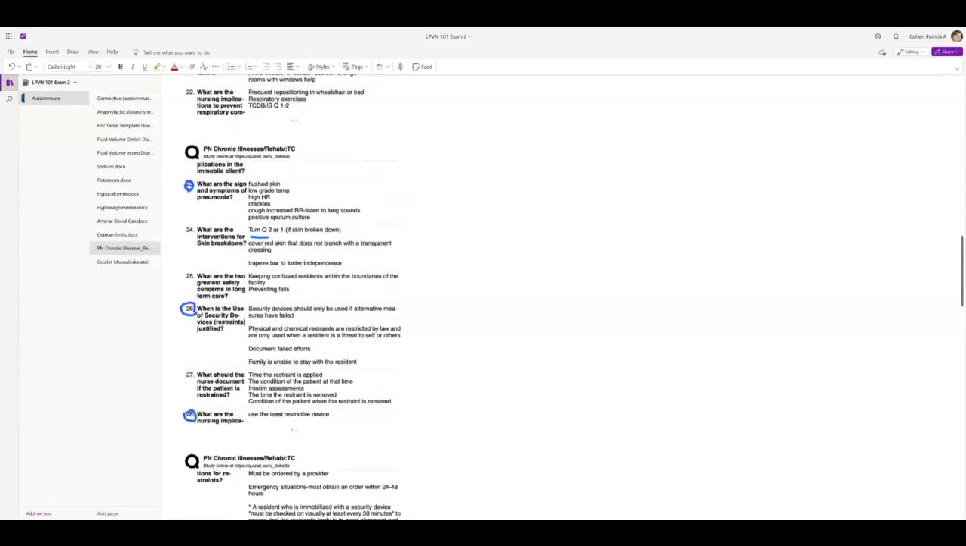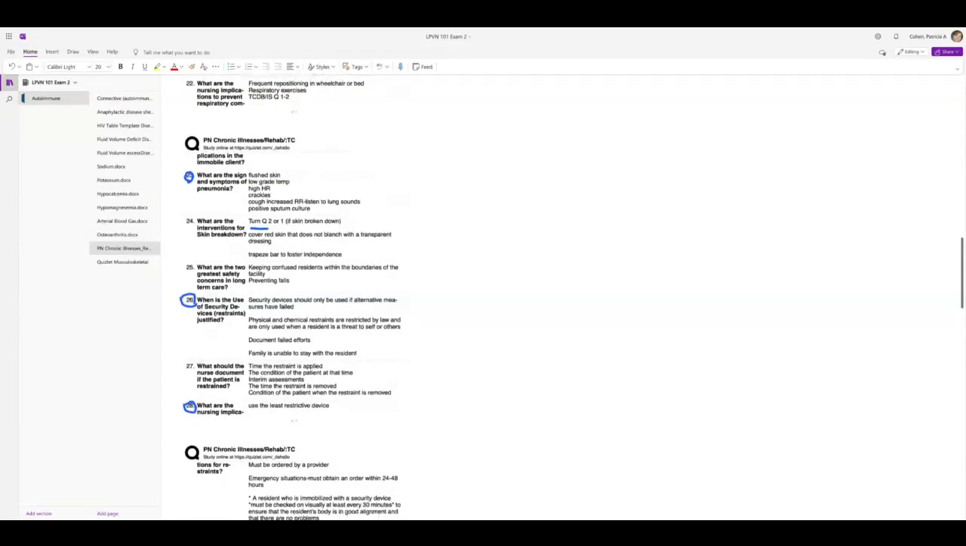Restraints. Okay, we got to go over that again. So the restraints are only used if the family can't stay with the resident. If we've already done everything we've tried, right? We moved them closer to the nurse's station. We gave them towels to fold, tried to distract them. It's not used because you're short-staffed. You have to check on patients frequently.